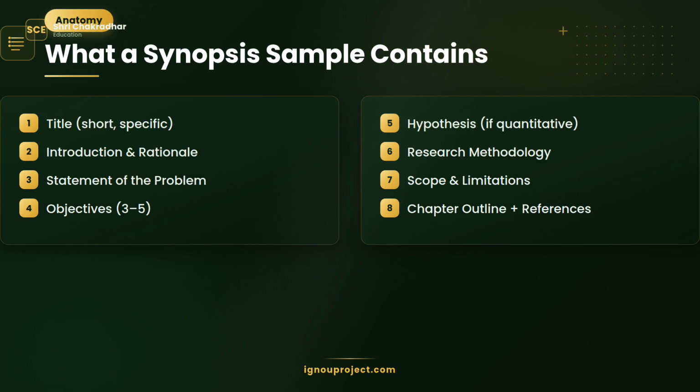3. The statement of the problem or the research gap you are addressing. 4. The objectives of the study, usually 3 to 5 clear, measurable goals. 5. A hypothesis, if your study is quantitative. 6. The research methodology, covering your research design, sample, and how you will collect and analyze data. 7. The scope and limitations of the study. 8. A chapter outline and references or bibliography in APA or MLA style.